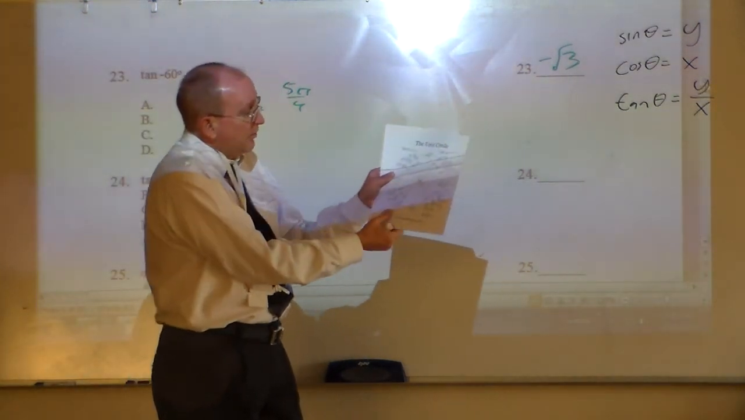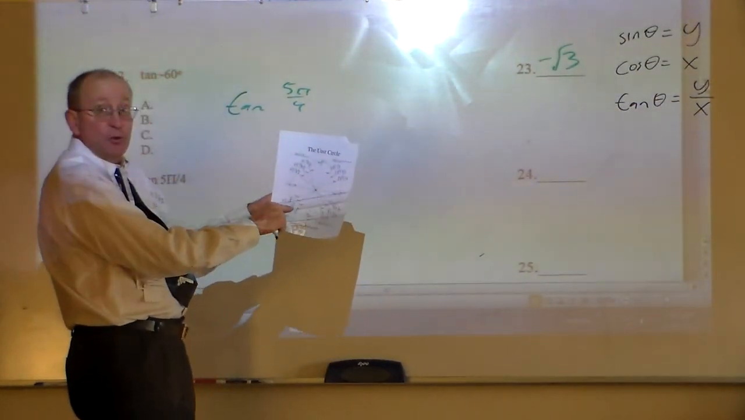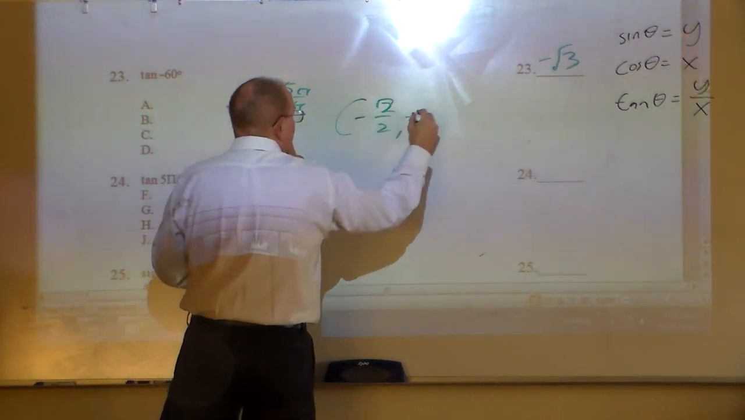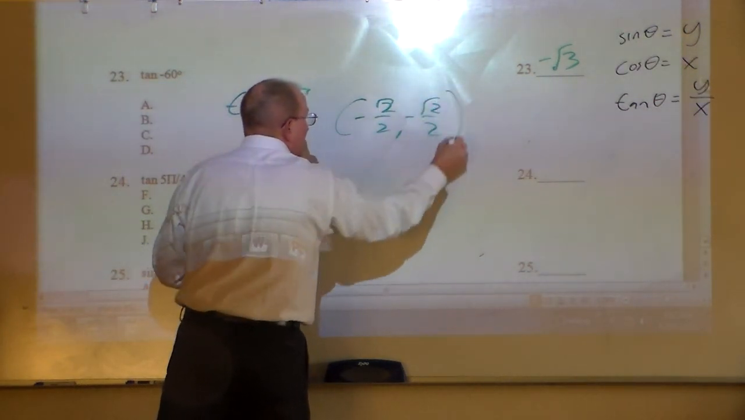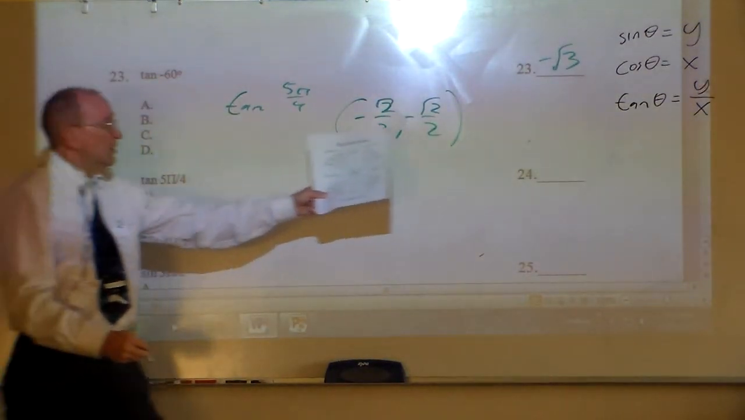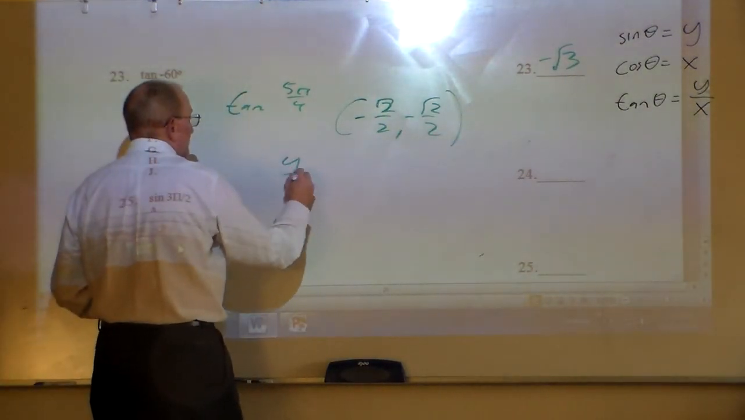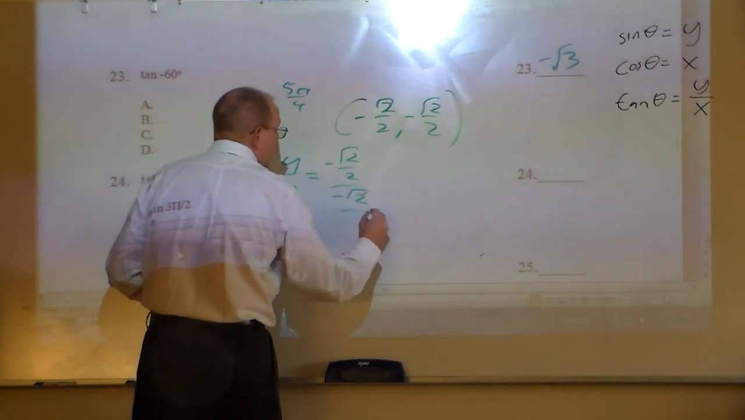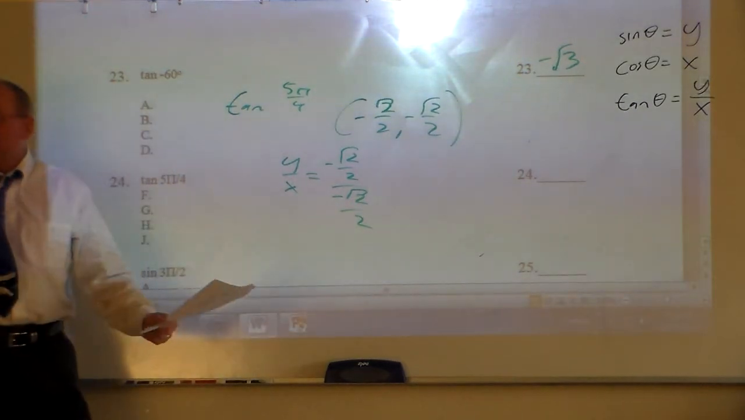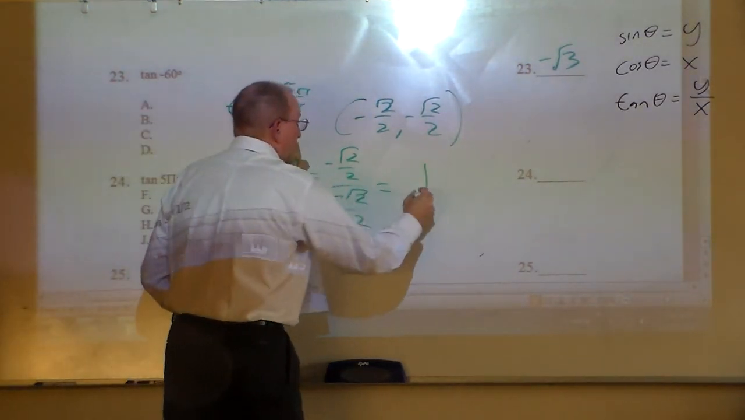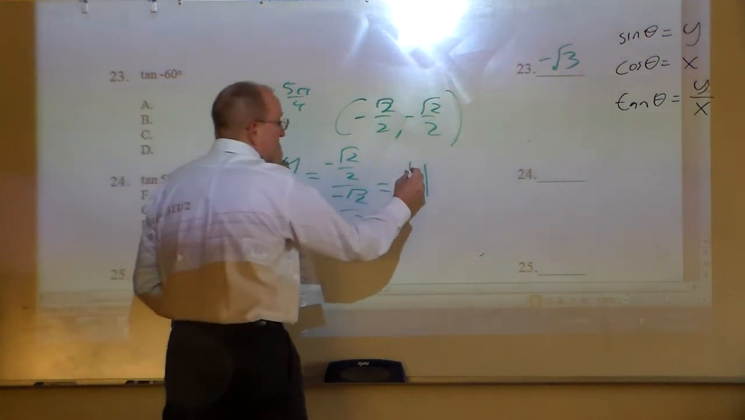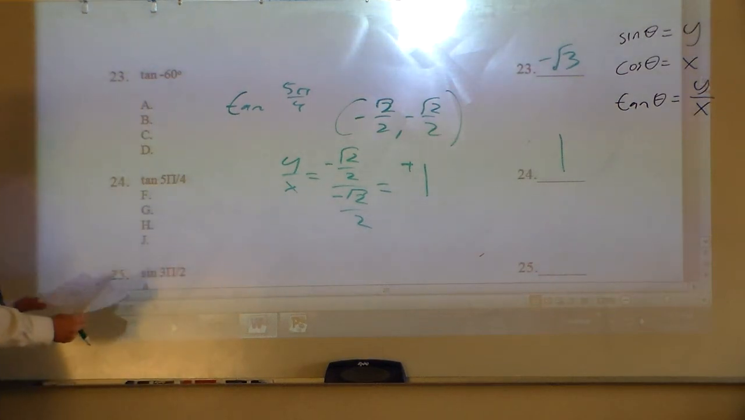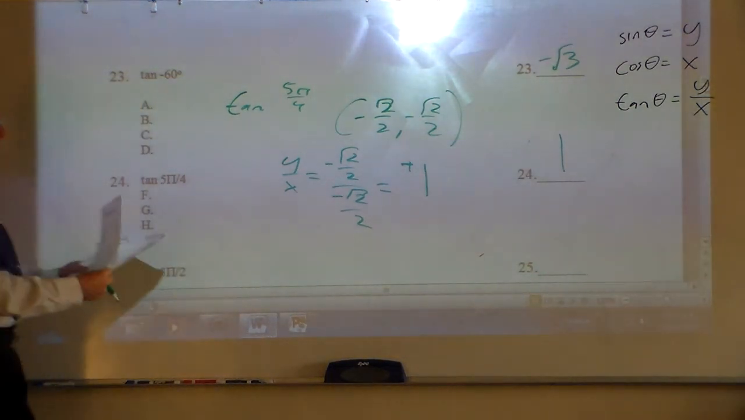Follow around till you find 5 pi over 4, and it happens to be at the same place as 225. The point was negative square root of 2 over 2, negative square root of 2 over 2. It's which trig function? Tangent. Y over X. Hey, look here. That's the same value over the same value. If you have the same thing divided by the same thing, what's your answer always going to be? 1. And because it's negative divided by negative, it actually turns out to be what? Positive 1.